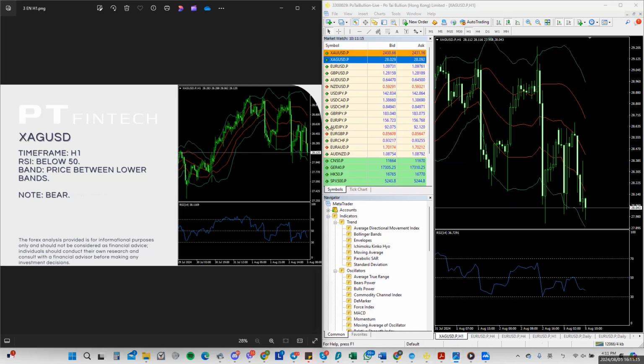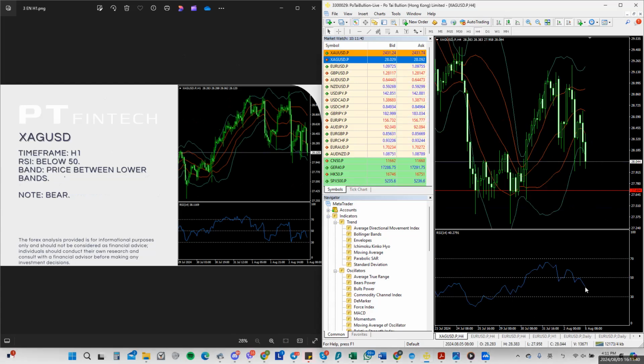Okay, so H1, PTips claims RSI is below 50, and then the bands, price between lower bands. Yep, prices between lower bands. This is a perfect textbook setup for a bearish trend. This is like the textbook setup for bear. So many people see this, they're going to start doing sells. So potentially that's when it's going to start pushing the 4-hour chart all the way down to 27.7. Like I'm saying, this is strong support. Be very careful of that location.